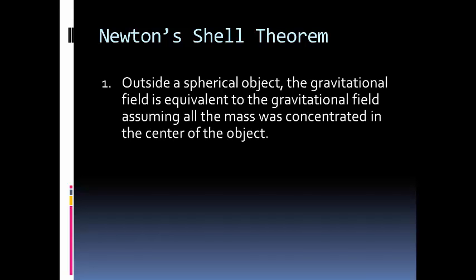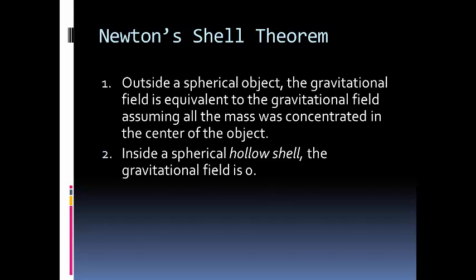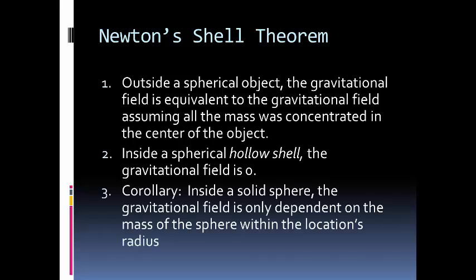So Newton's shell theorem starts out by saying that outside a spherical object, that's what we were working with before, the gravitational field is equivalent to the gravitational field, assuming that all the mass of the planet is concentrated in the center of the object. Inside a spherical hollow shell, the gravitational field, however, is zero. A corollary to this is that inside a solid sphere, the gravitational field is only dependent on the mass of the sphere within the location's radius. If you want more information on this, you should check with your calculus teacher.